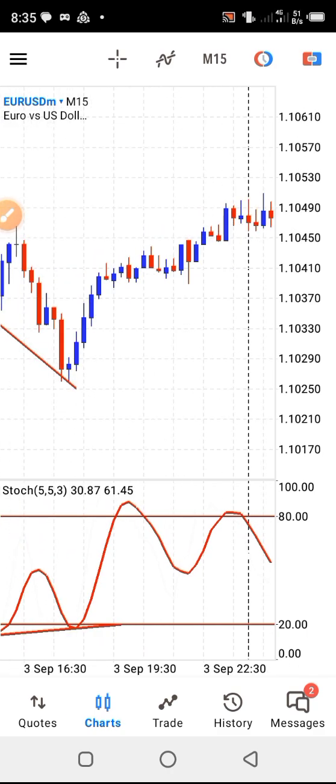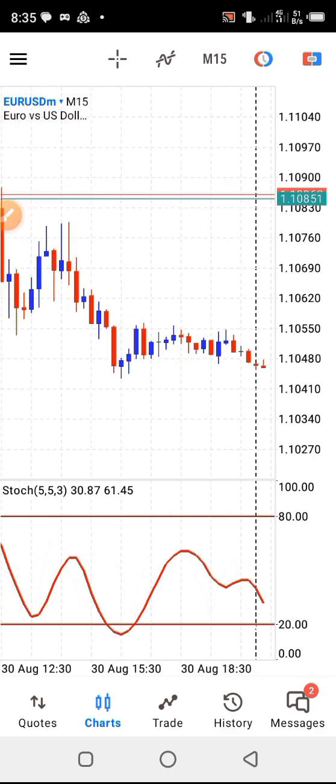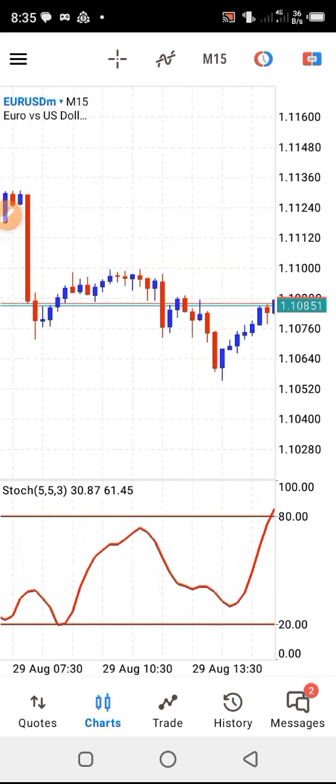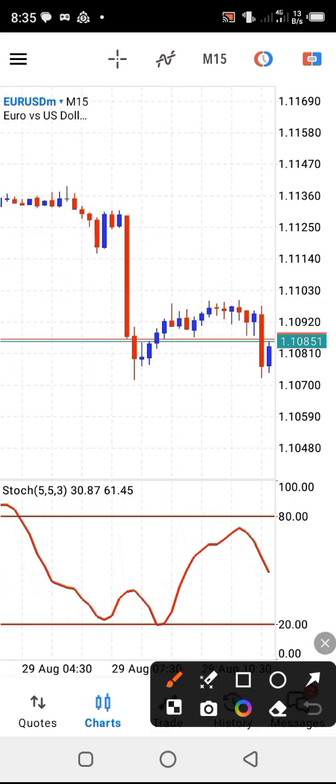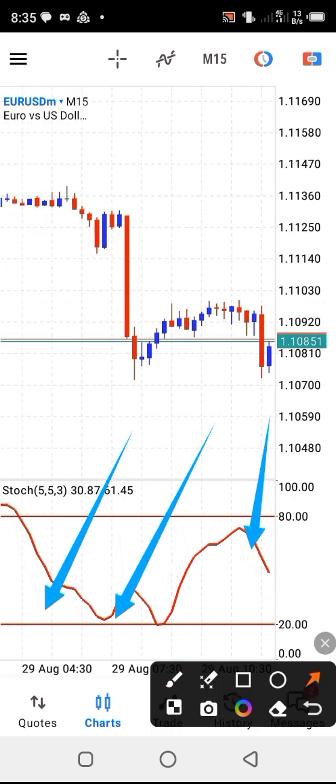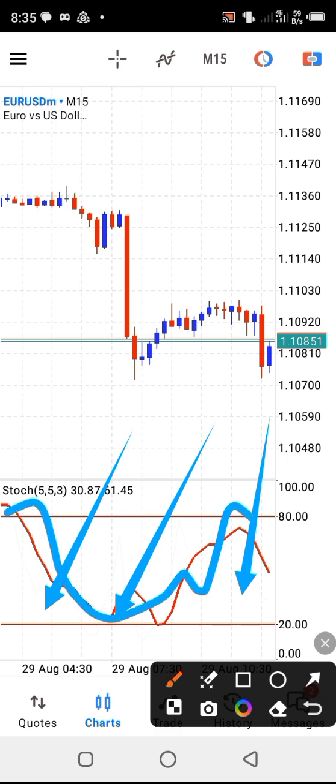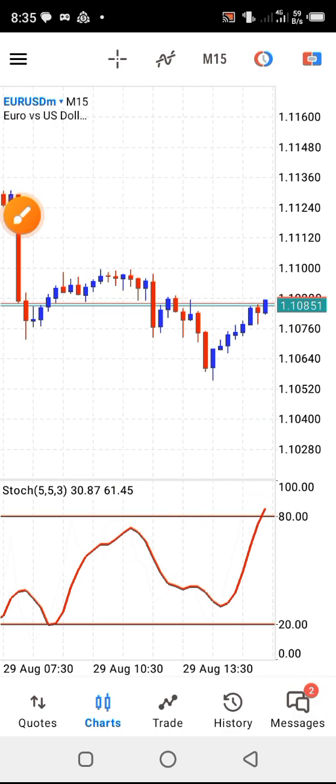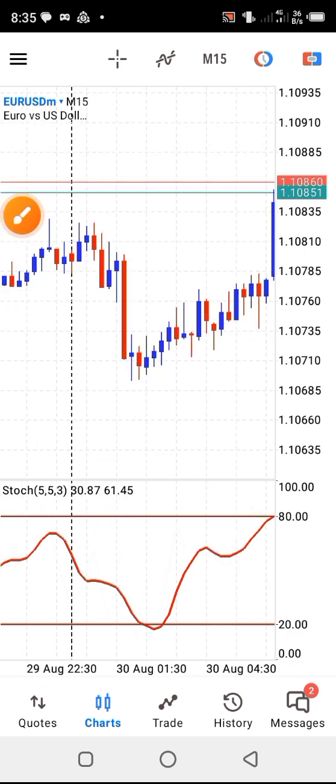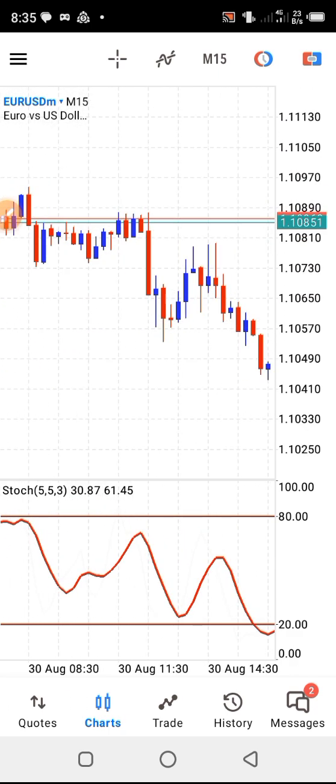So what you have here is your stochastic. You can see it down here. This is your stochastic right here. This is how it looks, and this is that red line that I was talking about. So basically, what's this stochastic going to do for you? We are going to be using the stochastic with the ideology of divergence. We are looking for where there is divergence.